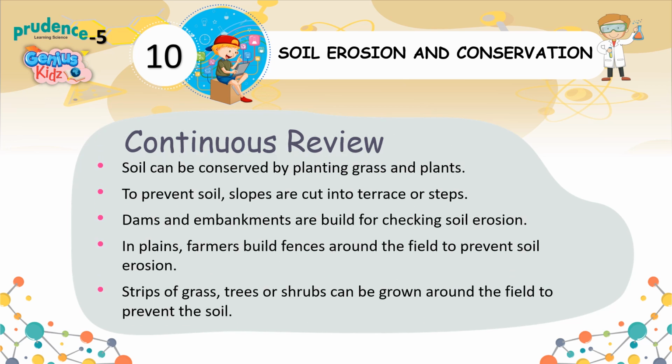Soil can be conserved by planting grass and plants. To prevent soil erosion, slopes are cut into terraces or steps. Dams and embankments are built for checking soil erosion. In plains, farmers build fences around the field to prevent soil erosion. Strips of grass, trees or shrubs can be grown around the field to protect the soil.